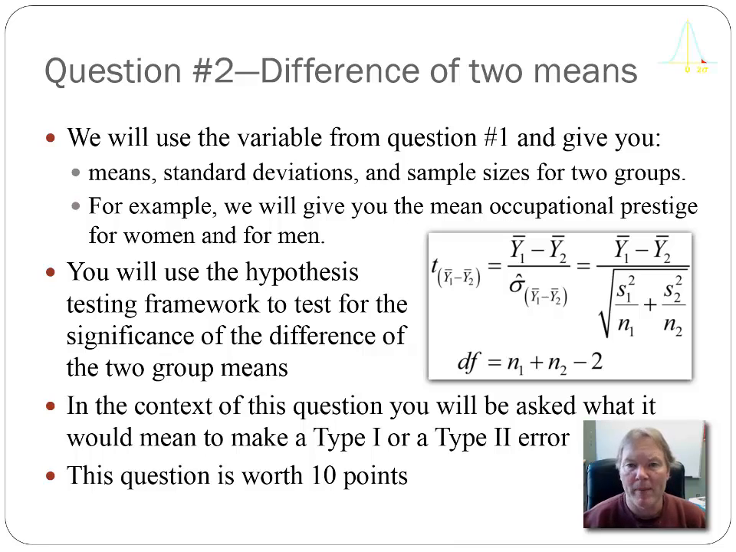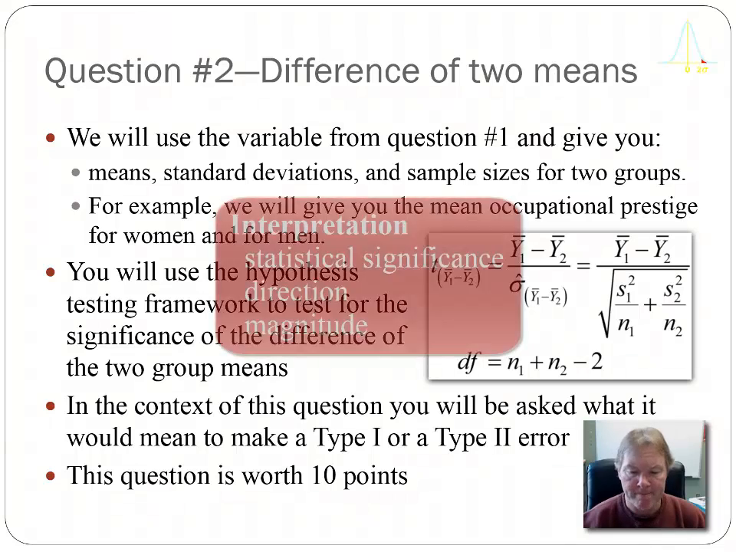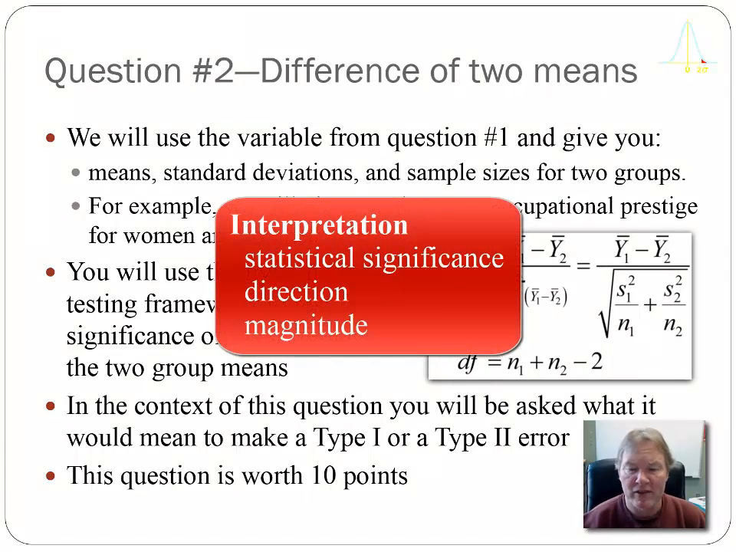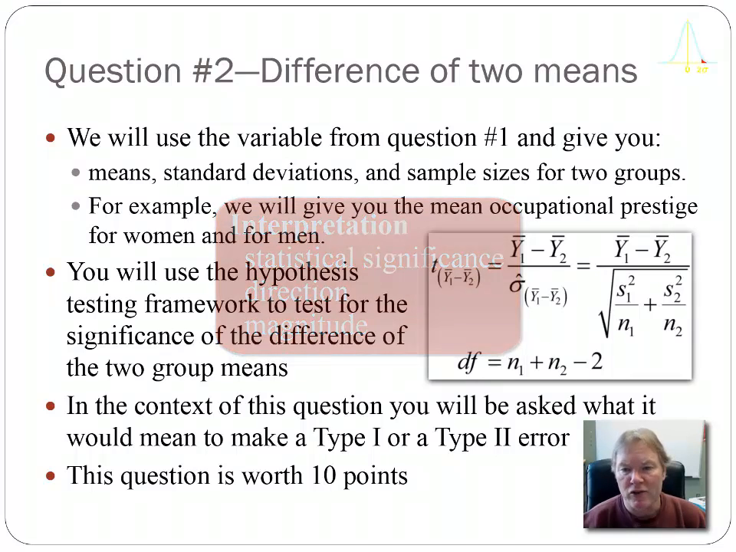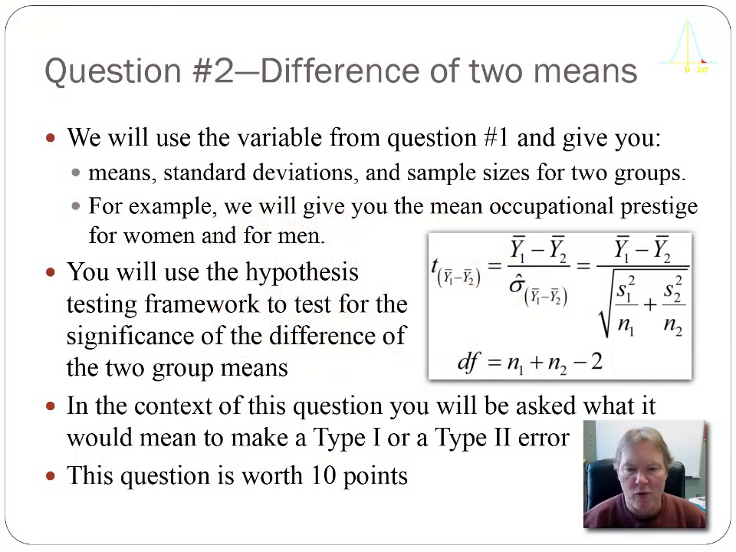We're going to ask you to calculate this difference of means and then to interpret it. And remember, when we talk about interpretation, we're looking for information about 3 factors: statistical significance, direction, and the magnitude of the difference. Finally, this question is going to ask you to look at the question that we've given you, and in the context of the question, whether it's occupational prestige or some other measure, to discuss what it means to make a type 1 error and to discuss what it means to make a type 2 error.